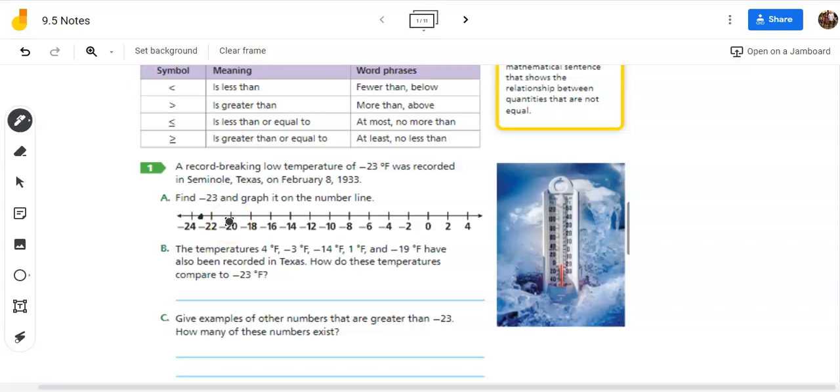B, the temperatures -3, -14, 1, and -19 have also been recorded in Texas. How do these temperatures compare to -23? Are they less than -23 or are they greater? So all of these, if you're looking on here, 1 is all the way over here, -3 is here. All of these temperatures are going to fall to the right of -23. So they are greater than -23.